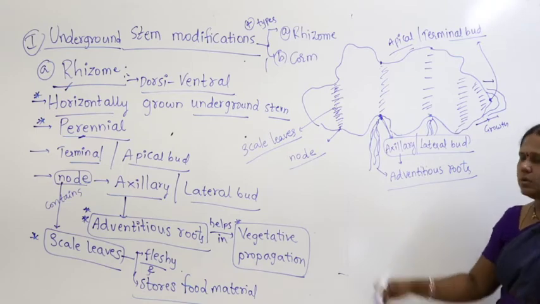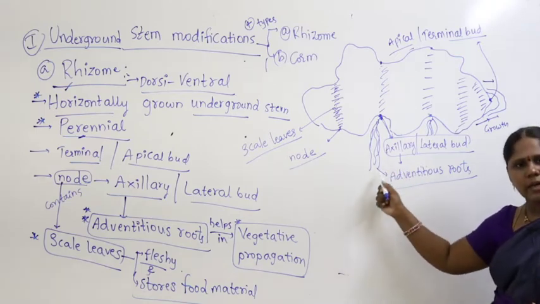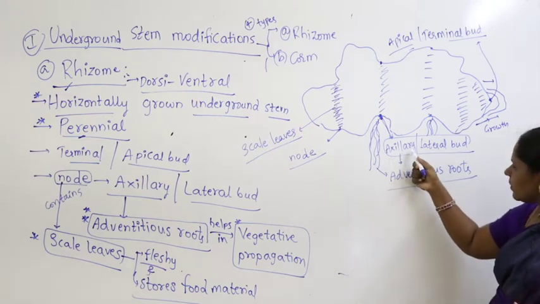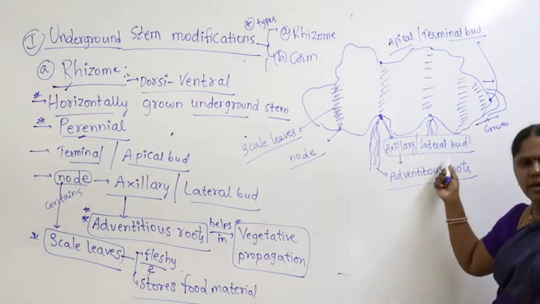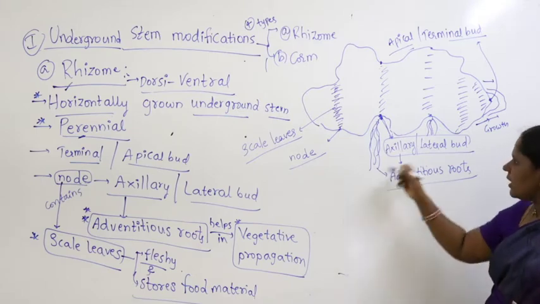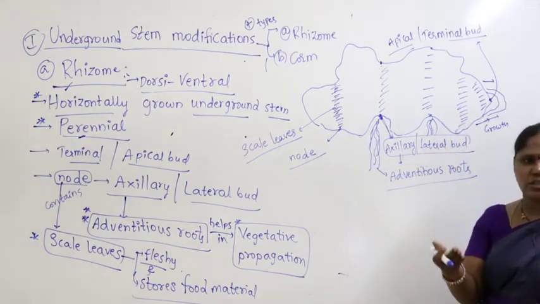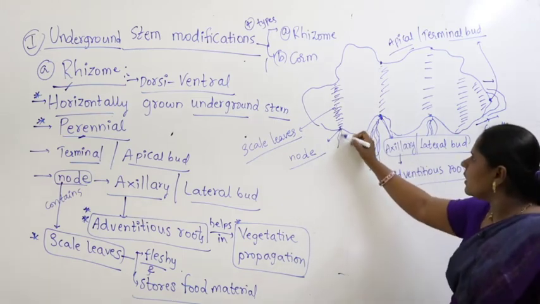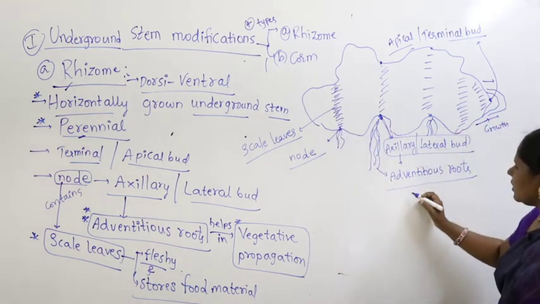Okay. These roots are called what? Adventitious roots. Where do they arise? They arise from the axillary bud or lateral bud. If you take the ginger, you can see some hair-like brown colored roots, right? They are nothing but what are called adventitious roots.